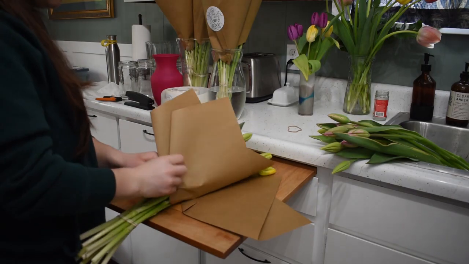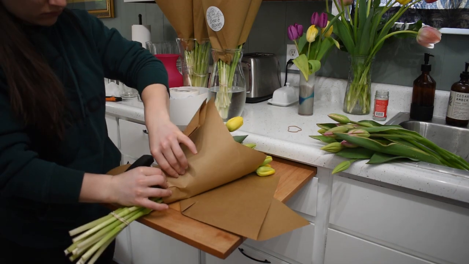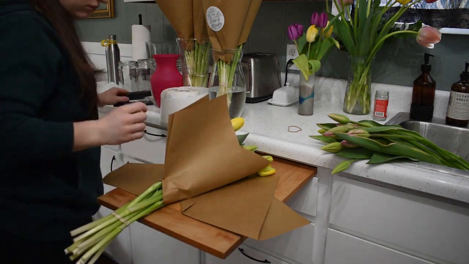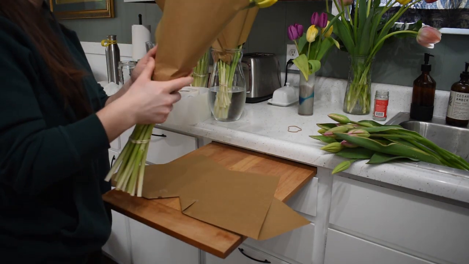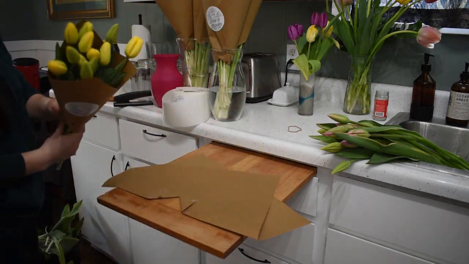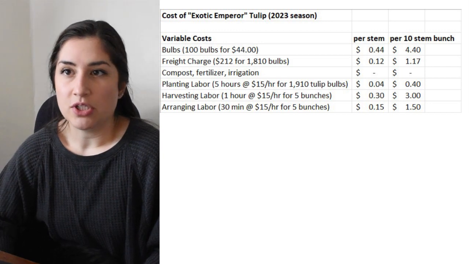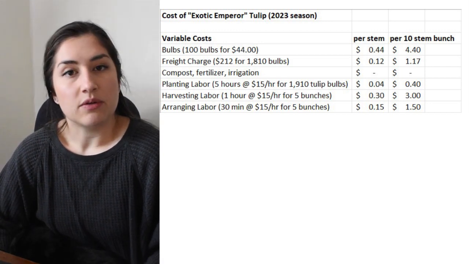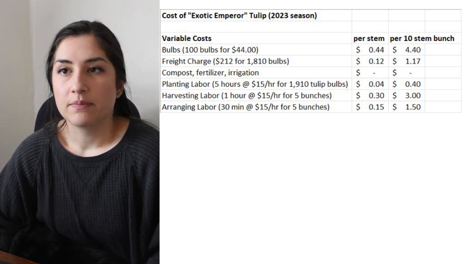arrange. And then arranging labor is very quick and easy with tulips because, you know, maybe you need to strip off some leaves, get some dirt off of them, but otherwise you're just bunching them and wrapping them in paper. So that's about half an hour for 5 bunches, I would estimate. So that works out to 15 cents per stem.